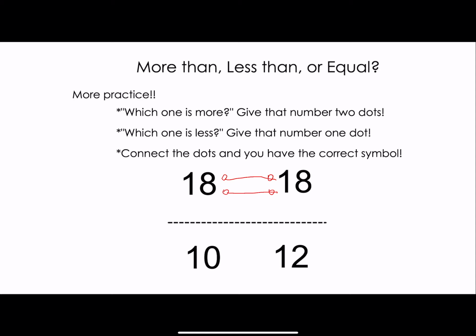Let's look at 10 and 12. They both have 1 in the tens place, so you have to look at the ones place. He has 0, he has 2. So 12 is bigger, so he gets the 2 dots. 10 gets the 1. We connect the dots. 10 is less than 12.